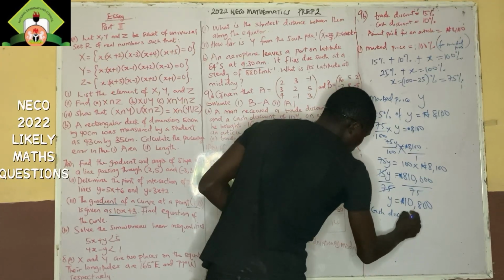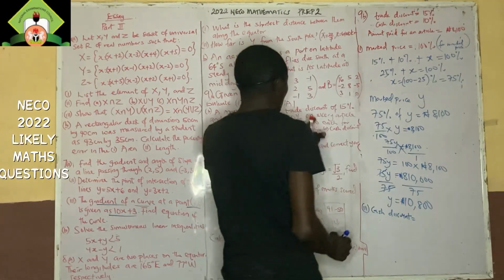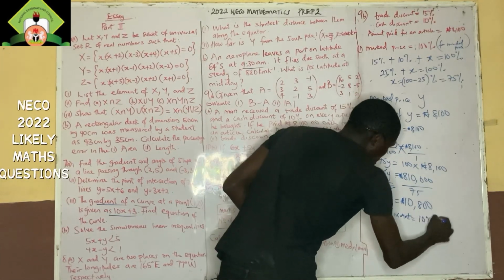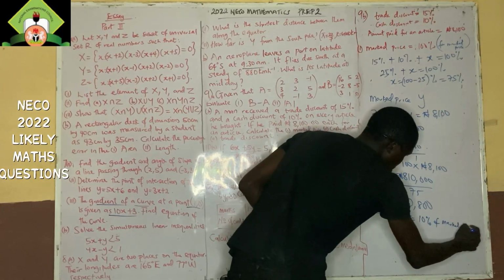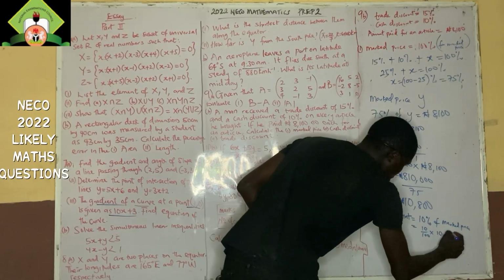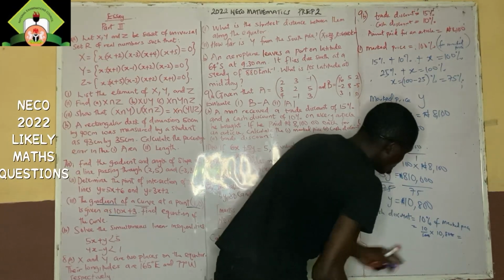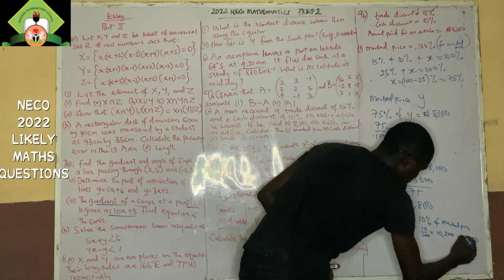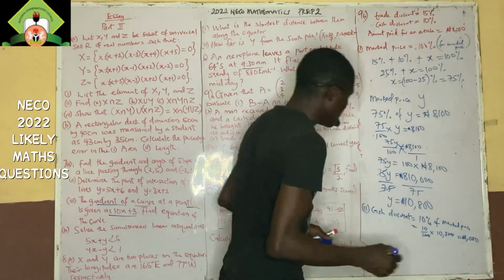So we want to go to the cash discount now. The cash discount will be equal to what is the percentage for cash discount, which is 10%. It will be 10% of the mark price, which is 10 over 100 times 10,800. So when you cancel this one out, this is going to be 1,080 naira. 1,080 naira, that is the cash discount.